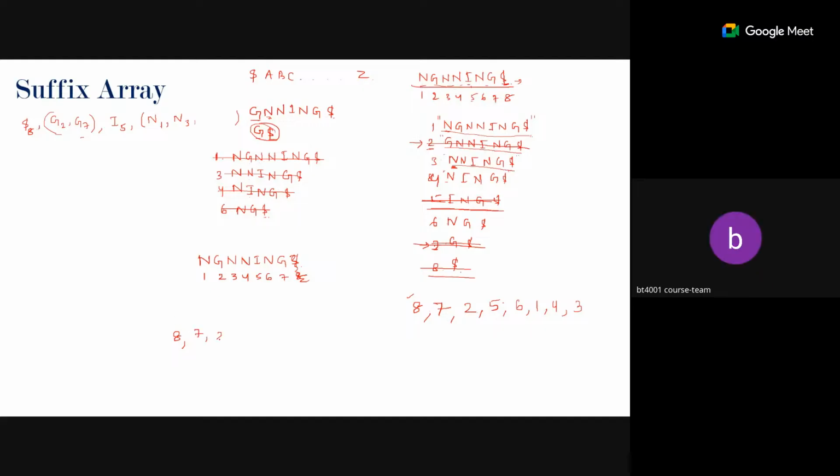Then I is the smallest, and that is 5. Right to left, so write 5 and strike it out. Then N is smallest now. You'll have 6, 4, 3, 1.